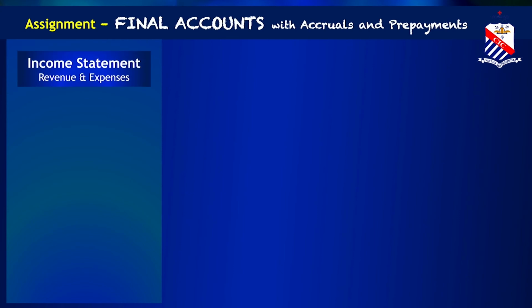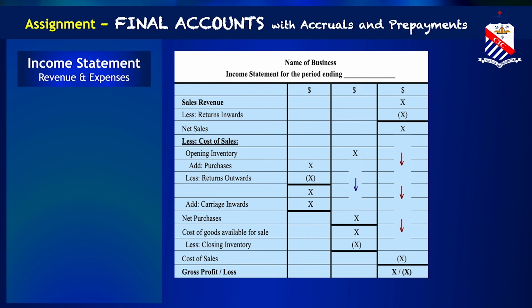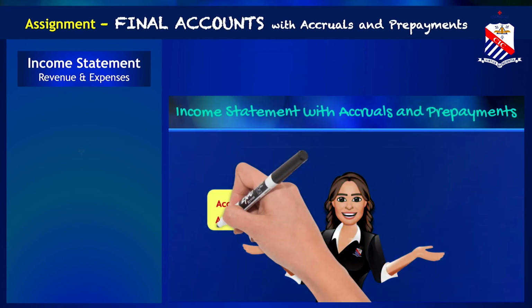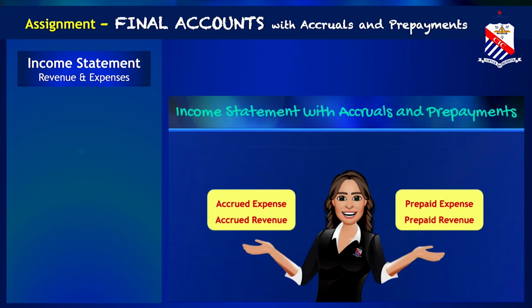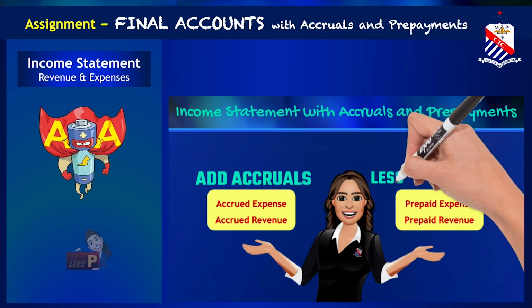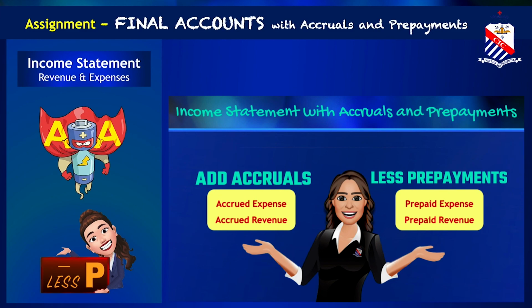Right? So first you will do the income statement. You start with your first part, which is called the trading section, and you would work out your gross profit, and then you will move on to your revenue and your expenses, and that is where you have to check for your adjustments in terms of your accruals and prepayments. And once you just remember that you add your accruals and you less your prepayments, you're good.